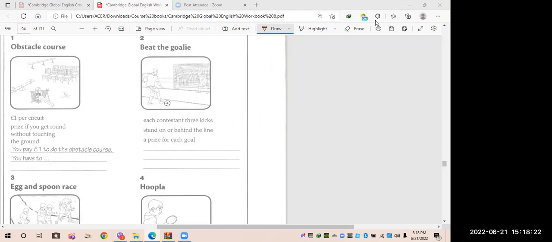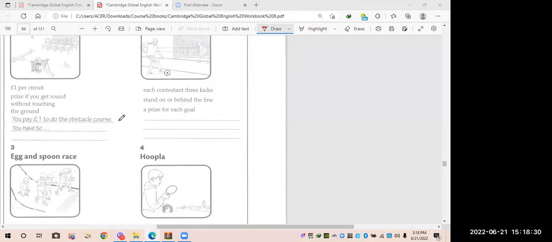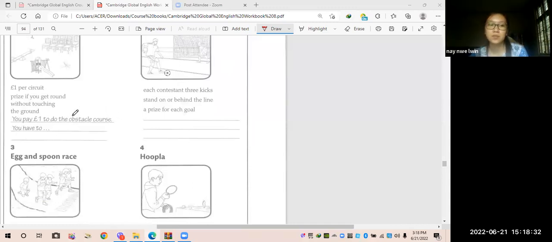Chair. Yes. Like in number one, there is a prize if you get around without touching the ground. Is it only one sentence or two sentences? There is only one sentence because one sentence has been given. So all you can write is "You have to get round without touching the ground." That's it, right? Oh, thank you.